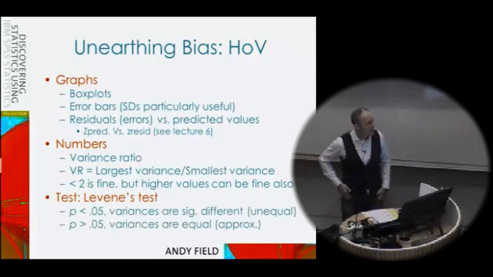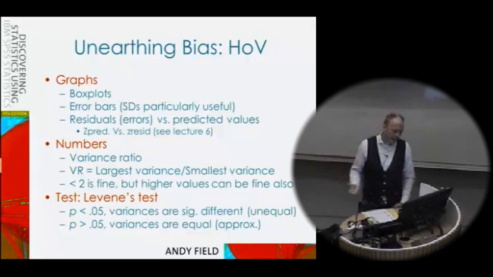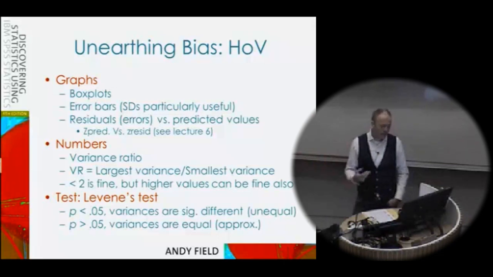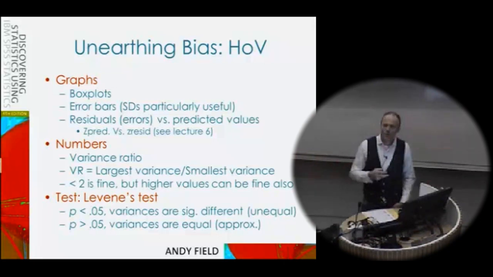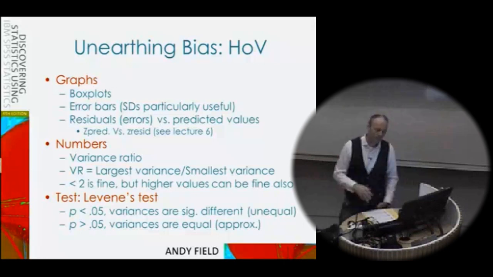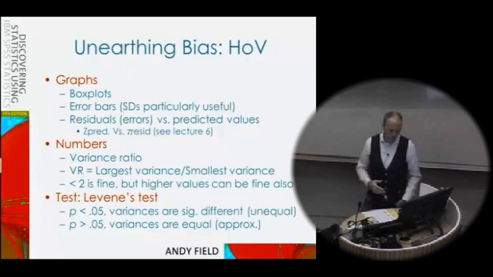And again, there's a significance test known as Levene's test. It's the same principle really as a KS test. It's just testing whether the variances are significantly different. So if you get a significant result on Levene's test, then it means that your variances are unequal. In other words, the assumption's been broken. But if your Levene's test is non-significant, then it means your variances are approximately equal.